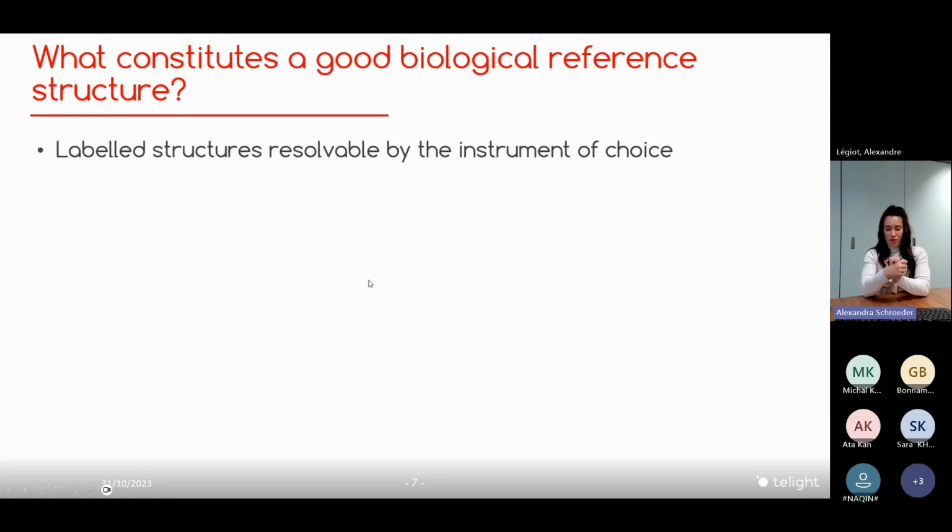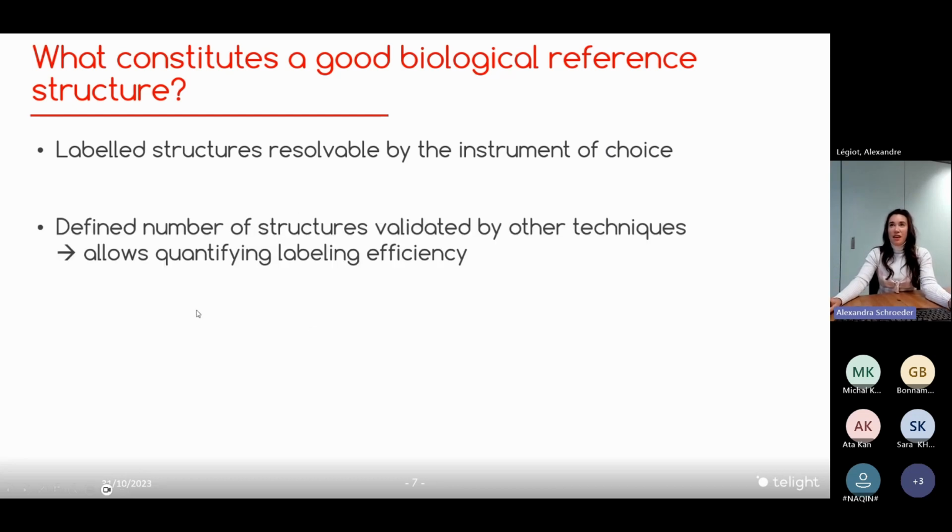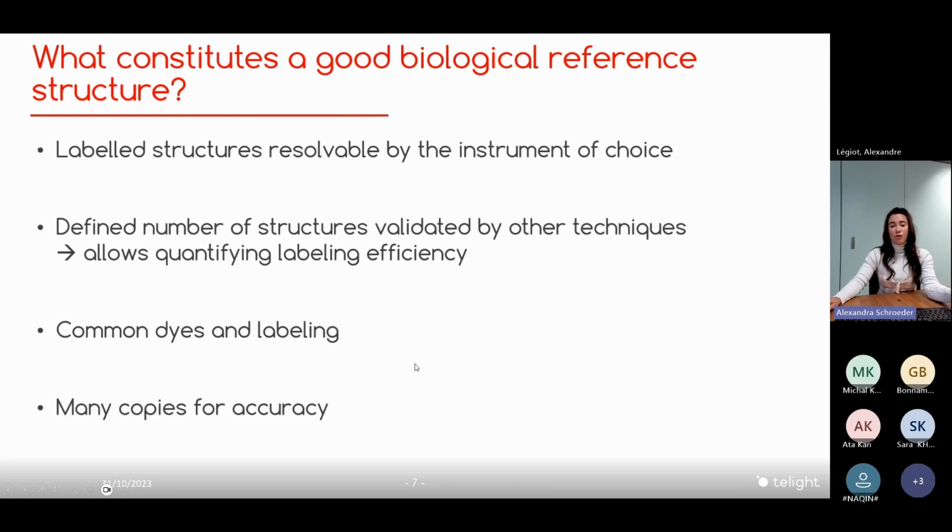In choosing a structure to quantify a resolution with, it should be labeled and be able to be seen, first and foremost, with the instrument of choice. If your instrument cannot resolve that structure, it's probably not going to be a good choice. There also should be a defined number of them, or a very exact and precise shape that can be cross-validated across other instrument modalities. This can also lead to the benefit of quantifying labeling efficiency as an extra perk. It should be able to be seen using common dyes and labeling techniques. And for statistics, there should be many copies of that structure.